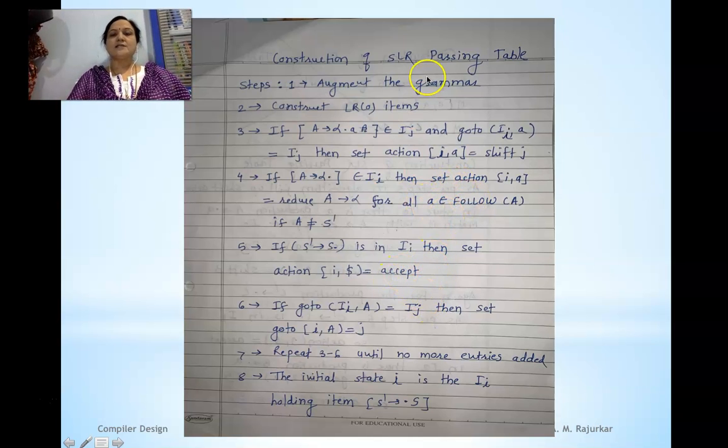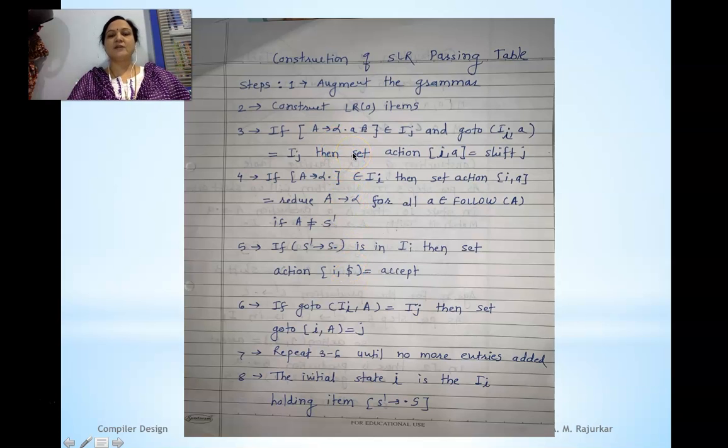And we know that the SLR parsing table is divided into 2 parts, that is the action table, and another is the go to table. The go to table will tell us where the transition from one state to another state goes on capital letters, that is the non-terminals. So we will get the go to table using step 6. So let's see these steps one by one.